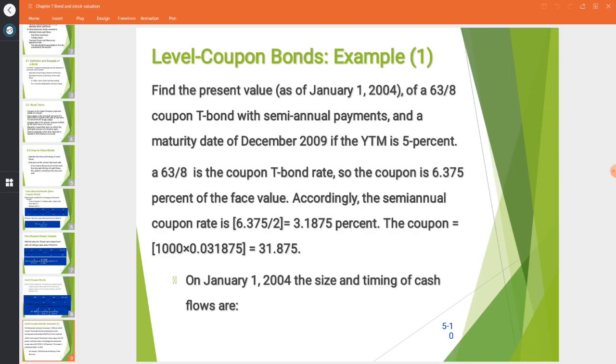How could we determine the coupon value? This can be determined by multiplying the coupon rate by the face value, or the par value, of this bond. As you see, 6 3/8 can be converted to a decimal to be 6.375%. This percentage will be multiplied by the face value, which is 1,000.